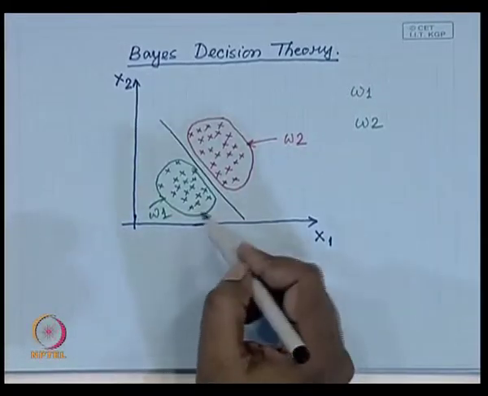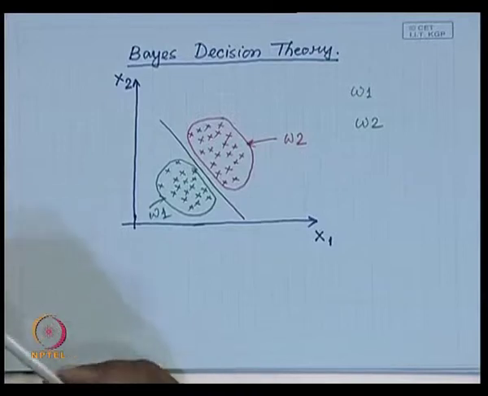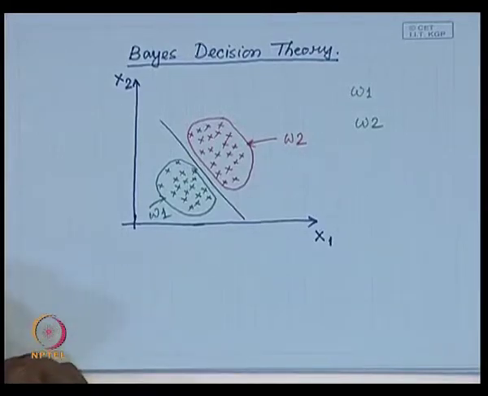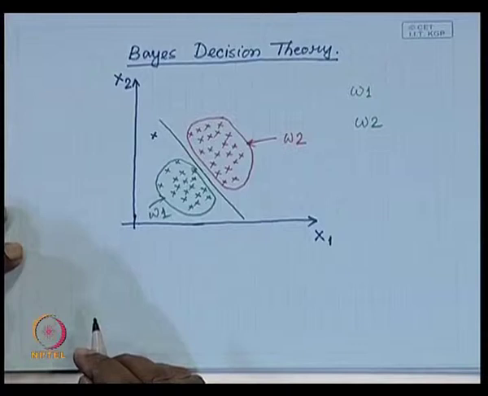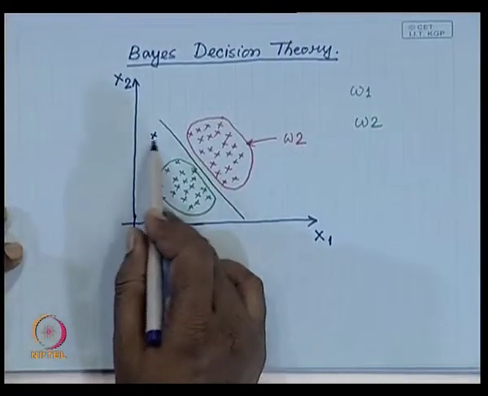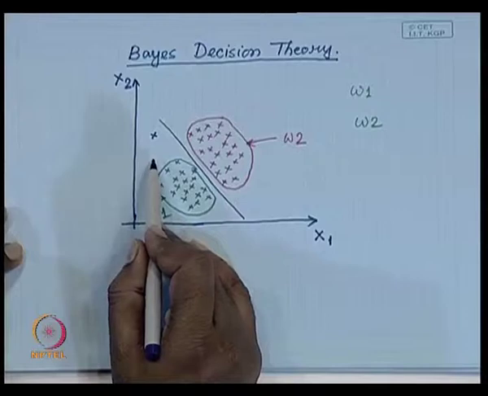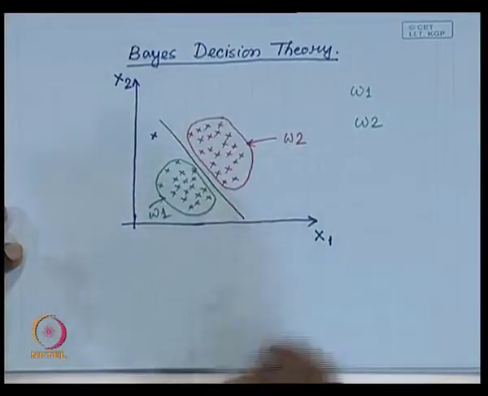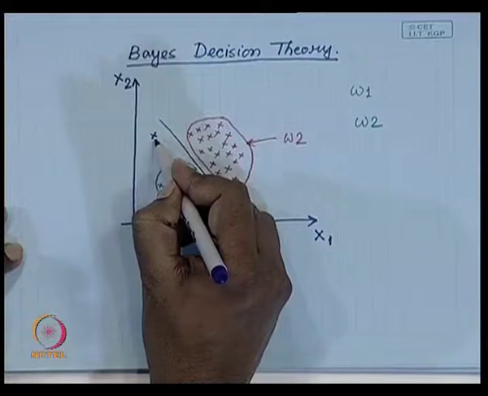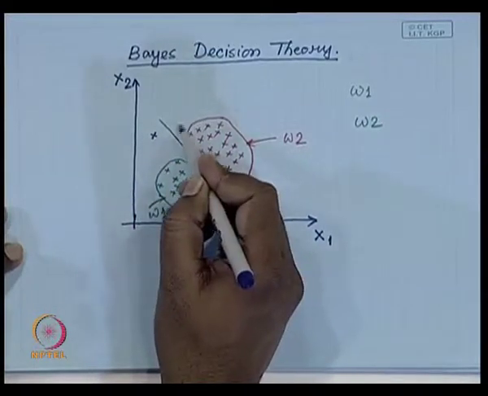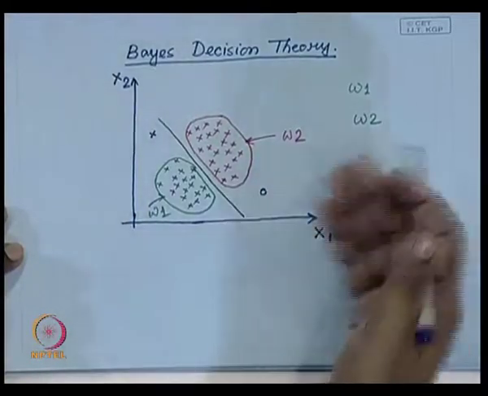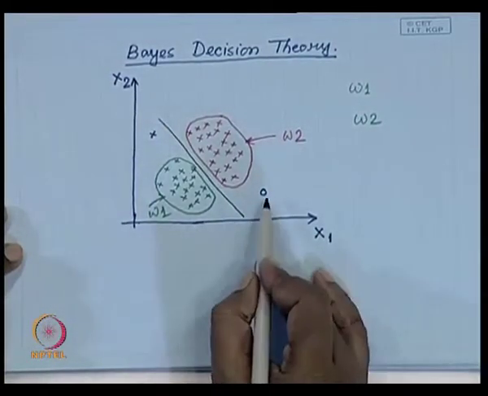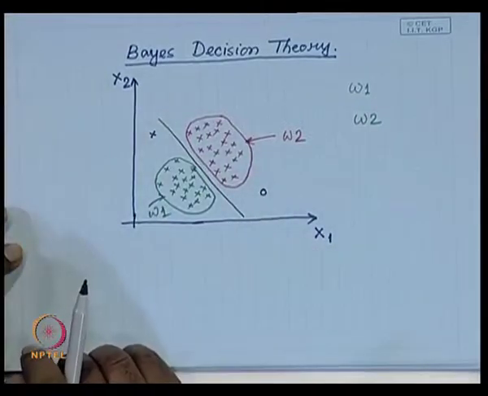Okay. So, if I have an unknown pattern, or the feature vector corresponding to an unknown pattern, and suppose the feature vector falls on this point somewhere over here. Okay. So, now since the feature vector is on the left side of this decision boundary, I will say that this feature vector belongs to class omega 1. If the feature vector happens to be somewhere over here, on the other side of the decision boundary, I will say the feature vector belongs to class omega 2.